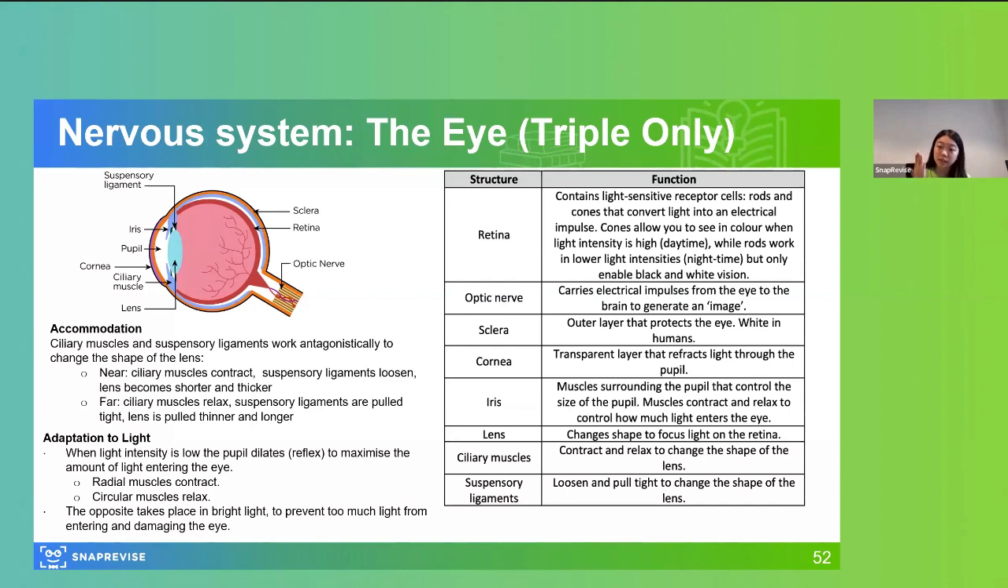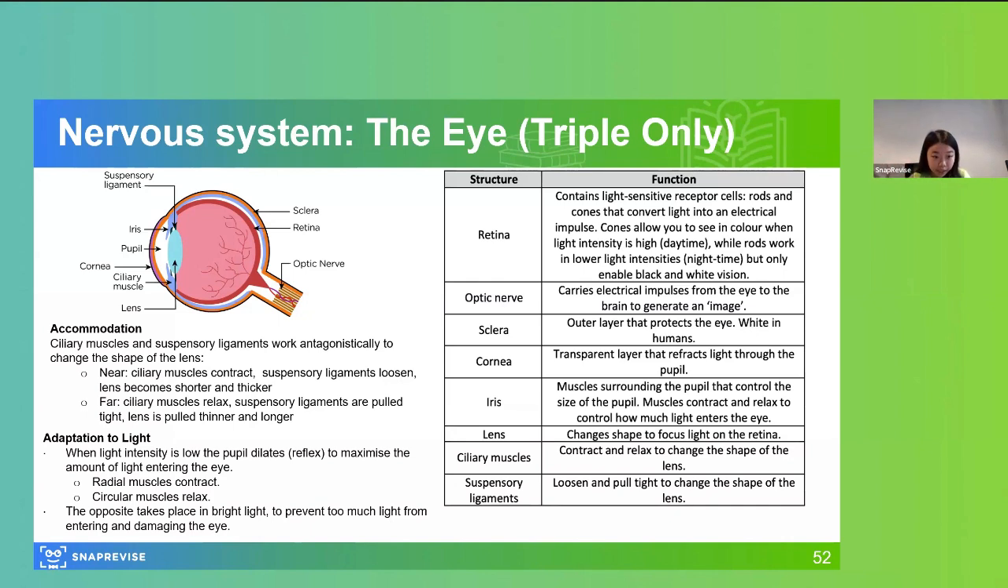If you're looking at something near, your ciliary muscles are going to contract, your suspensory ligaments are going to loosen, and the lens becomes shorter and thicker to see something near. So you can see how they work oppositely. Ciliary muscles contract, suspensory ligaments loosen, but they work together to allow the lens to become shorter and thicker. This allows us to see things near. Things that are far away, opposite. Ciliary muscles relax, suspensory ligaments are pulled tight, so contract essentially, and the lens is thinner and longer. So that's looking at things at different distances.